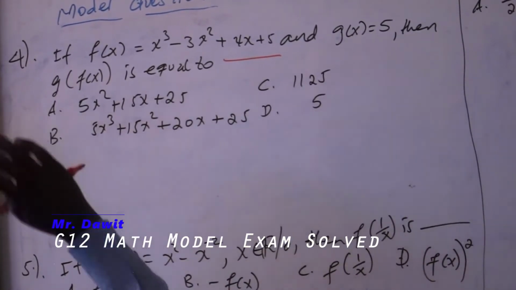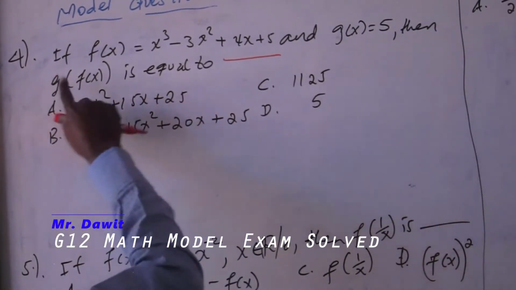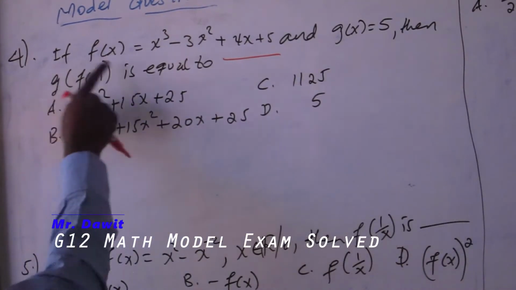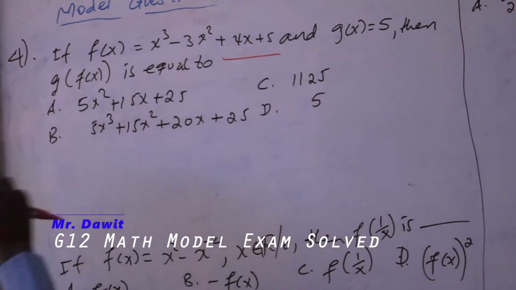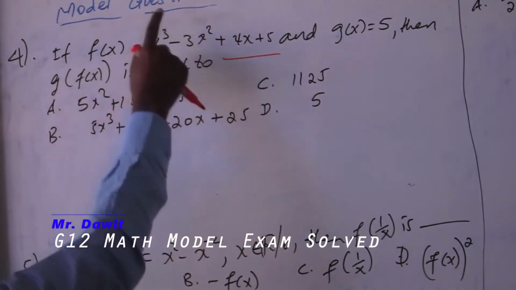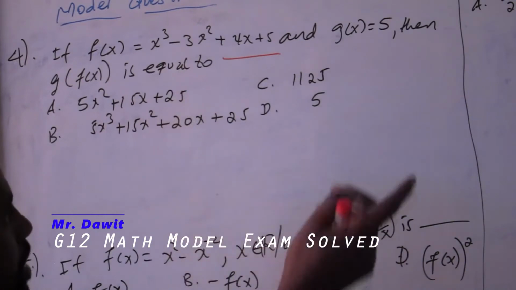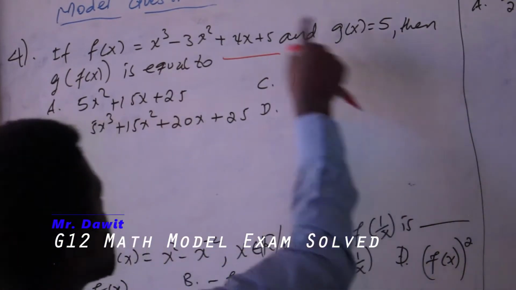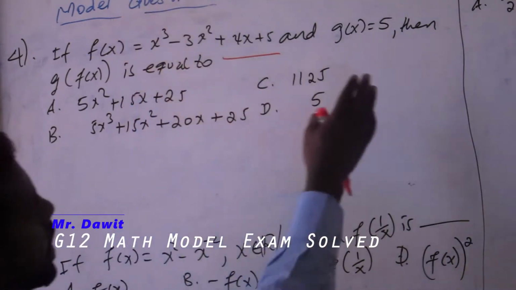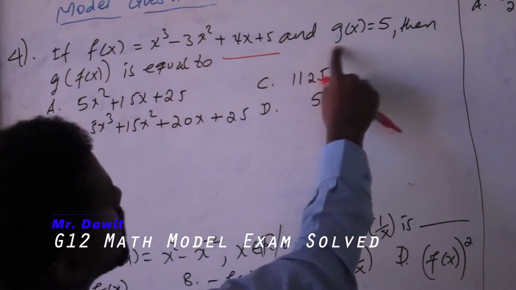In this case, we have to remember that when we say g of f of x, the domain of this function should be what? The intersection of the two domains, okay? You have to be careful with this one. If f of x is x cubed minus x squared plus 4x plus 5 and g of x is 5, this is a constant, but this one is a polynomial, or we can say a polynomial or real function. This is a constant function.